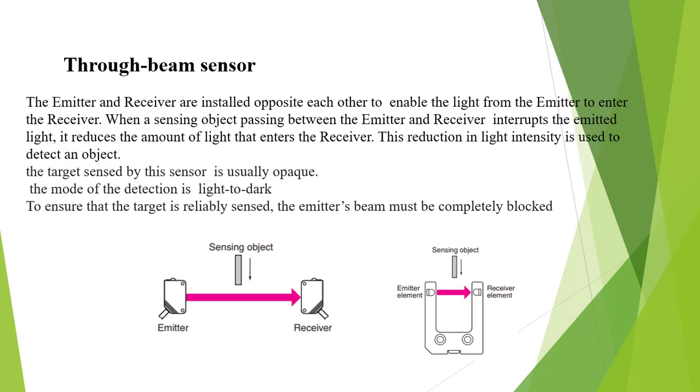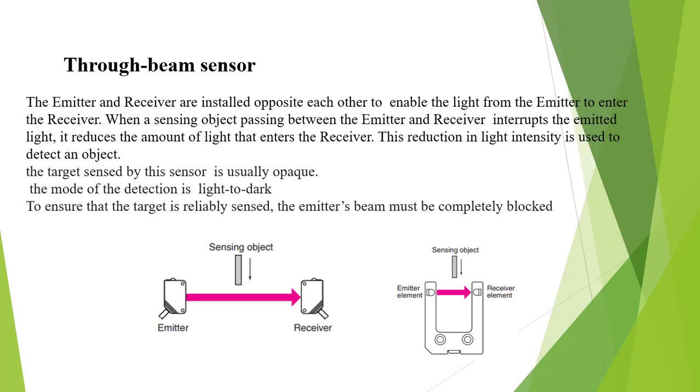The through beam sensor is very popular. The emitter and receiver are separate, in different housings, installed in opposite positions. The light goes from the emitter to the receiver. So when an object passes, the light is blocked and the receiver gets reduced light.